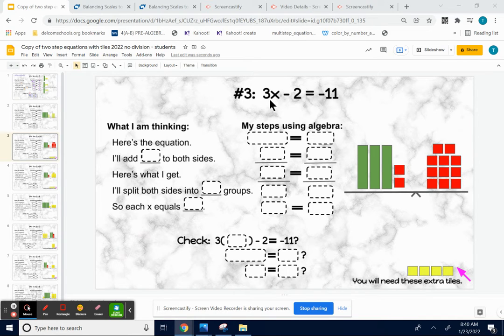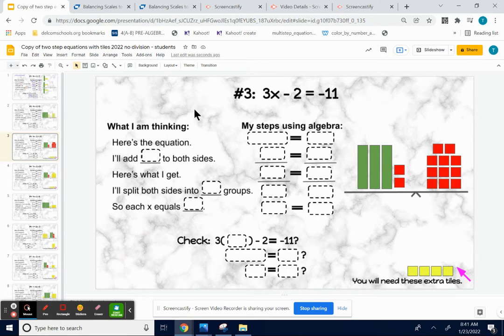So this problem right here is 3x minus 2 balancing with -11. Here's 3x. Do you remember that take away 2 is the same as -2 when we talked about adding and subtracting integers? So I'm going to think of this as 3x -2 balances with -11. I still want to figure out what each x equals. I'm still going to add or subtract first, and then I'm going to split things up last.